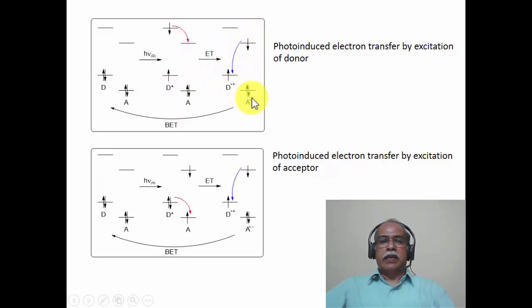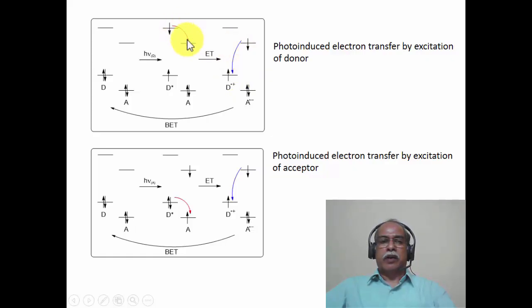Now the blue arrow indicates the transfer of electron from the anion radical of the acceptor to the donor, which will essentially produce back the starting point. So you can see here, in fact, the exothermicity or the spontaneity of the forward electron transfer is not as much compared to the back electron transfer. The back electron transfer has a much higher driving force compared to the forward electron transfer in terms of the electron transfer processes that are defined.